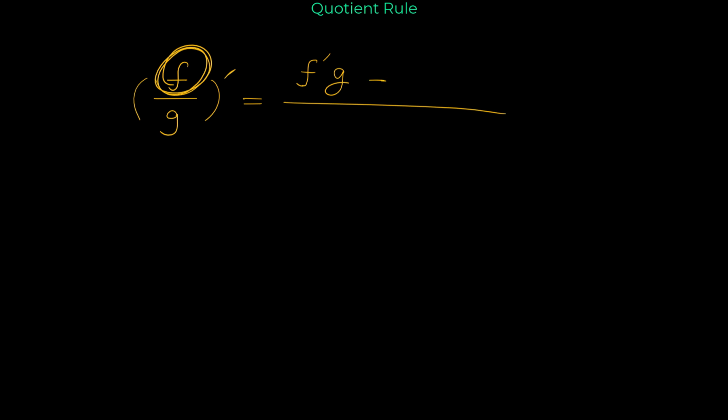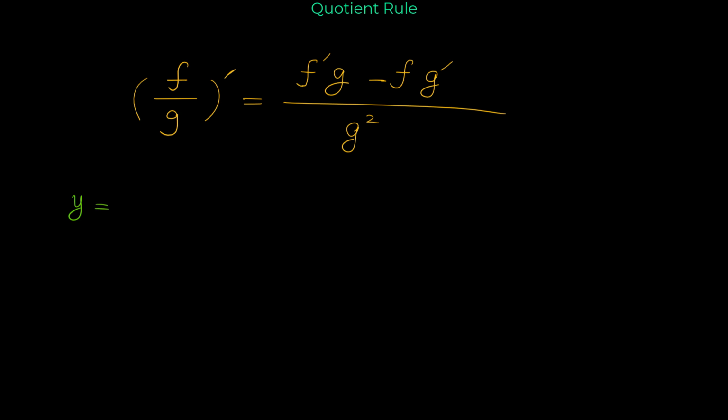minus, then write the numerator, which is f, so minus f, times the derivative of the denominator, so times g prime, all over g to the 2, the denominator to the 2. To learn this formula, let me show you some examples of how we can use it.